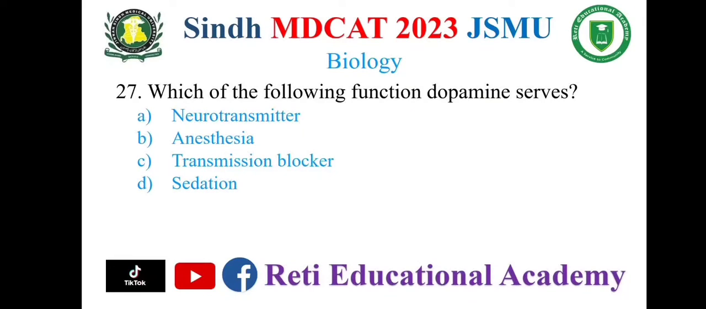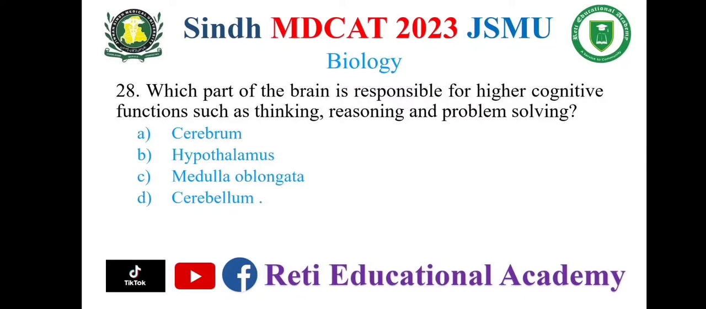Question number 27. Which of the following functions does dopamine serve? A. Neurotransmitter, B. Anesthesia, C. Transmission blocker, D. Sedation. And the correct option is A. Neurotransmitter.